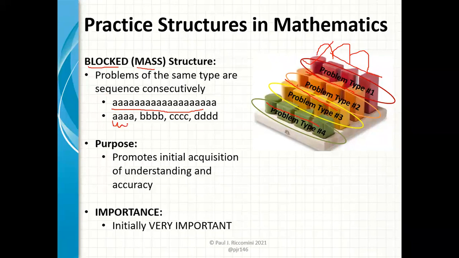What you want to recognize about this type of practice structure is its purpose. The purpose of block practice is that it promotes initial acquisition of understanding and accuracy. So when you teach something new, the practice that follows that should be blocked. This is very important, especially with kids that have disabilities or are kind of slow learners. They absolutely need to have block practice.